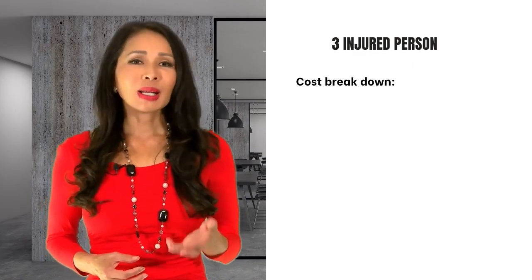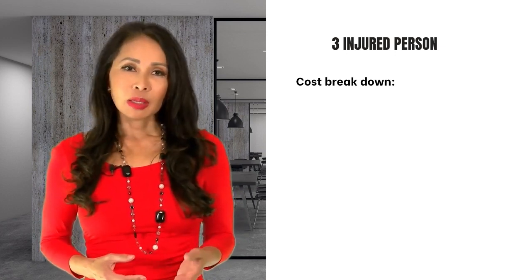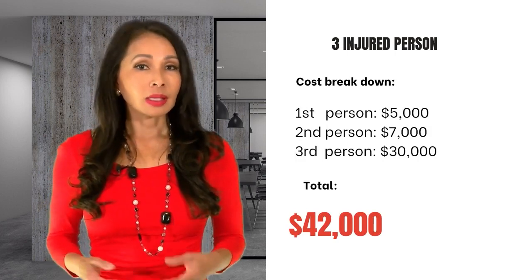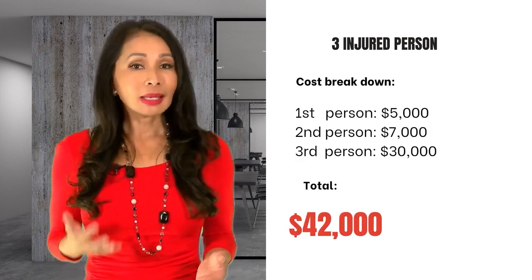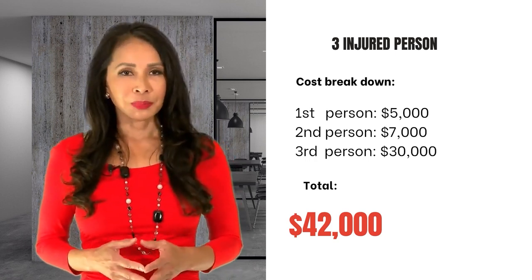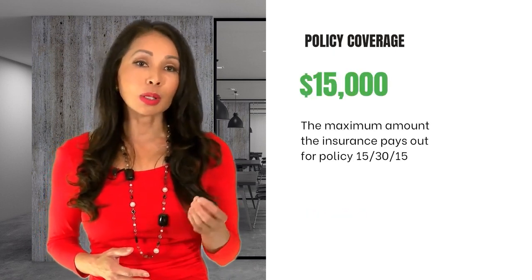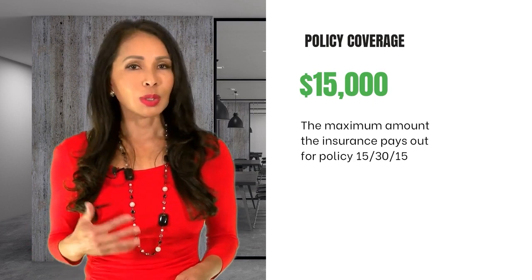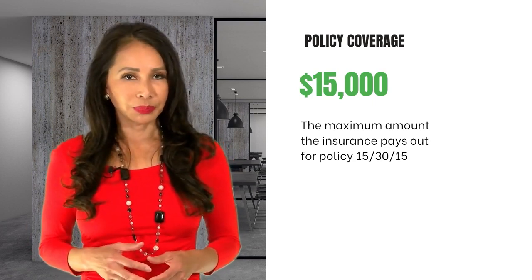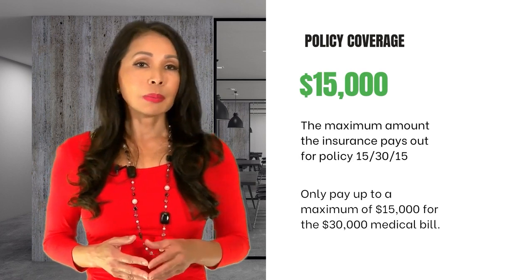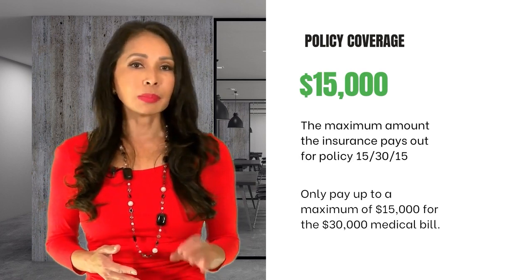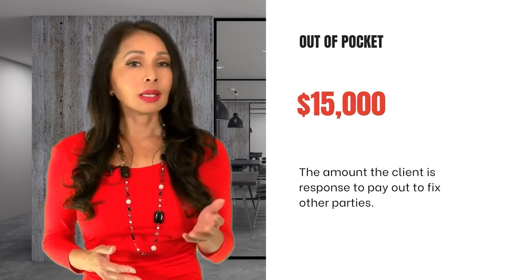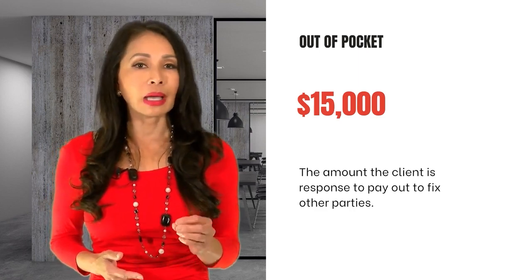For example, your client gets into a car accident and they are at fault. There were 3 people injured in the other vehicle. One has a medical bill of $5,000, the other has a medical bill of $7,000, and the last has a medical bill of $30,000. If your client chooses a $15,000 per person limit, then the aggregate per accident usually would be double that amount. So in this case, it would be $30,000. In this case, the $30,000 medical bill from one party will only be paid up to a maximum of $15,000. And with all the other potential liability charges, the client is still exposed with a $15,000 out-of-pocket expense.